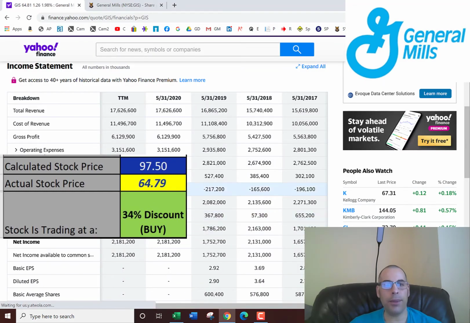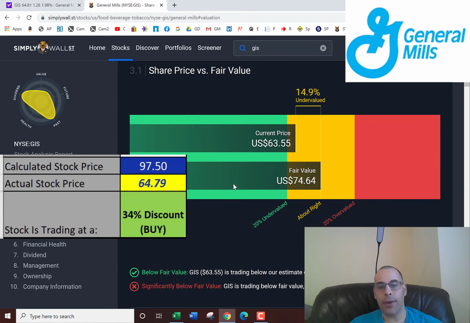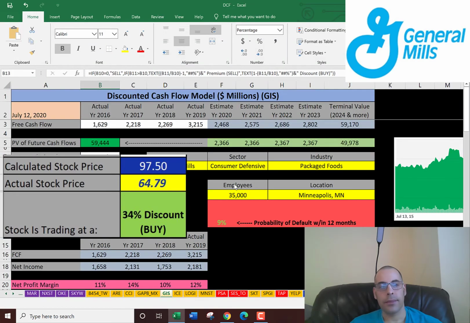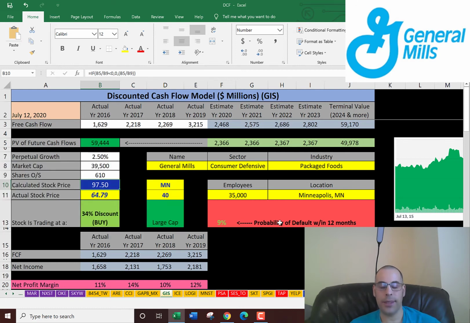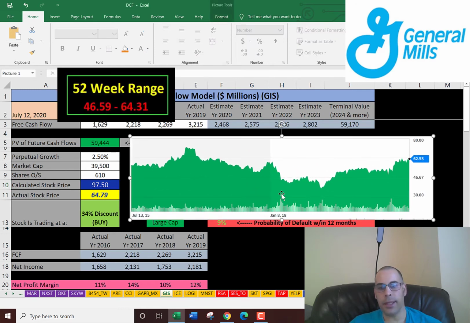Let's see what Simply Wall Street values the company at. They're valuing them at $75. So a little lower than what I'm valuing them at. Simply Wall Street uses 4 different types of models to value a company. And I think they mainly use their discounted cash flow model like I use. But they also have a dividend discount model and some other models.